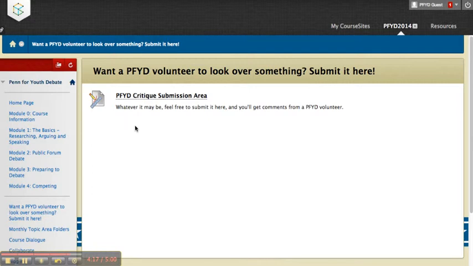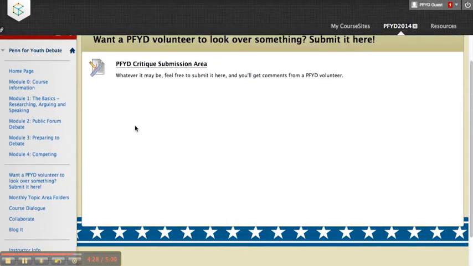We're looking to ensure that these students have as great of learning opportunities as possible, and in having the ability to just easily submit assignments to Penn for Youth Debate students, you're going to be able to facilitate that dialogue and that communication much more effectively.